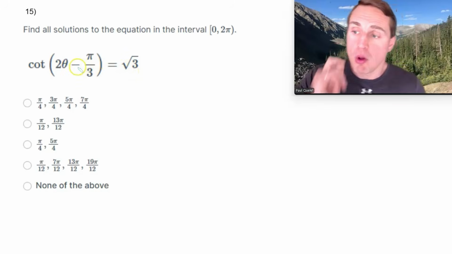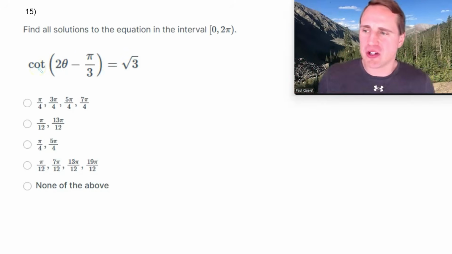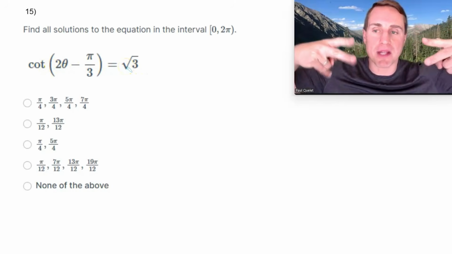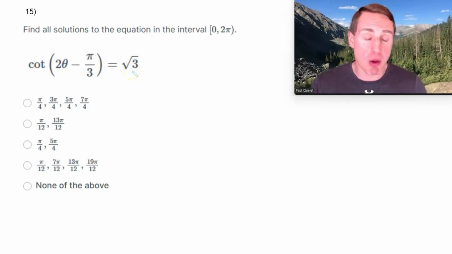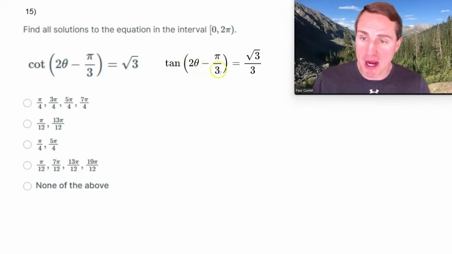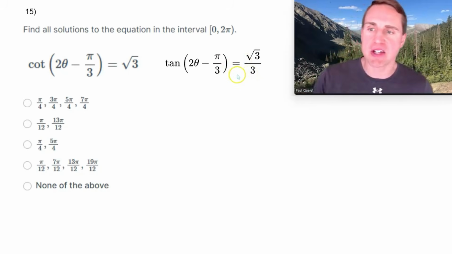Well, first of all, we don't often do inverse trig functions of the reciprocal functions. We don't often do inverse cosecant, inverse secant, or inverse cotangent. So I'd like to reciprocate both sides of this equation. I like to flip both sides upside down and get tangent. But then by getting tangent, we're going to get 1 over square root of 3, which is the same thing as square root of 3 over 3 when rationalized. Okay, so we have tangent of 2 theta minus pi over 3 equals square root of 3 over 3, flipping it upside down. Now let's take inverse tangent of both sides.